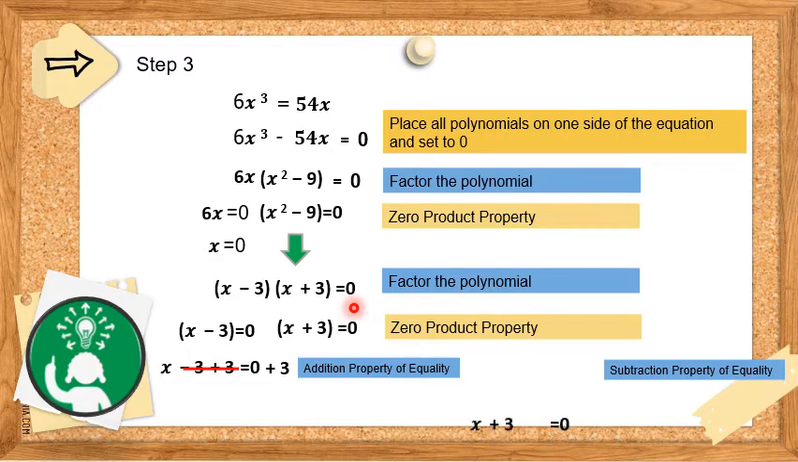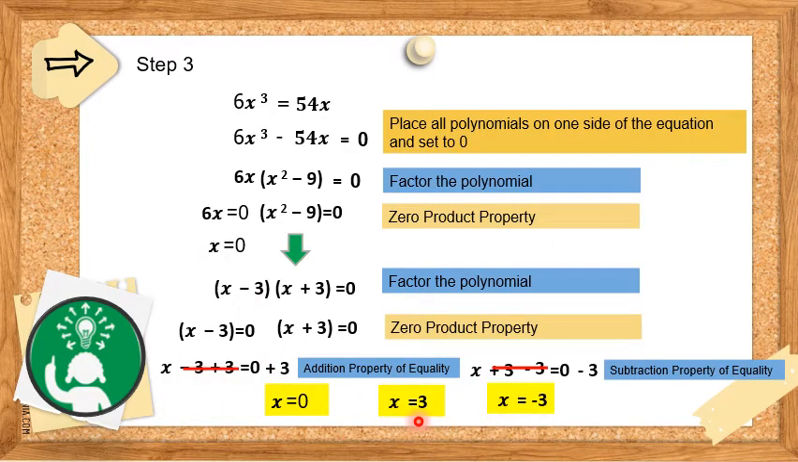And next, the subtraction property of equality: we have negative 3, subtract from both sides, negative 3, and then cancel out. Then we get numbers. This is x equals 0 from here. And the answer from here is x equals 3. And the answer from this is x equals negative 3.